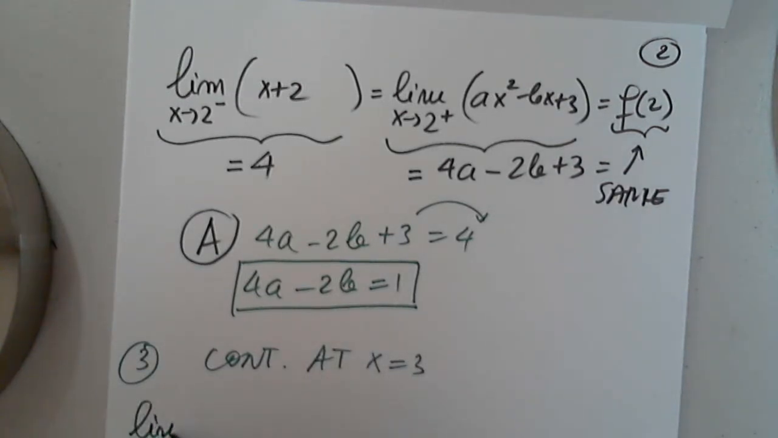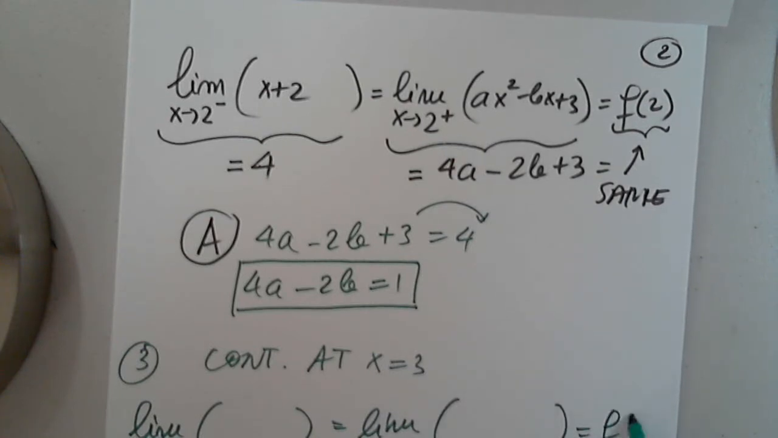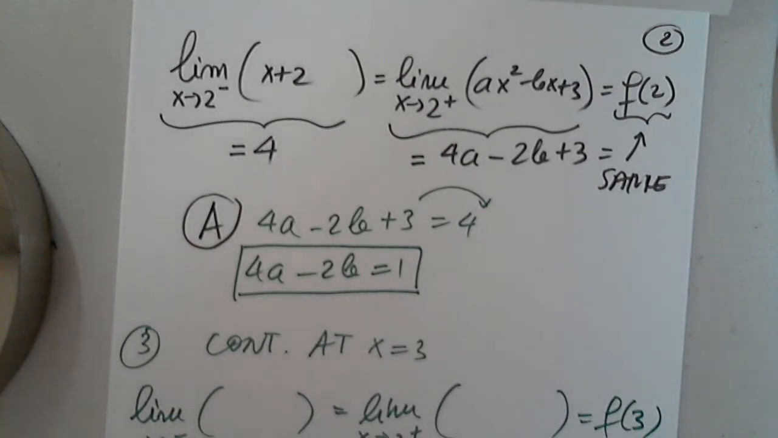So again, the same thing. The limit as x approaches 3 from the left must equal the limit as x approaches 3 from the right must equal f of 3. Please remember this definition, and how it is applied in these 2 cases, please.